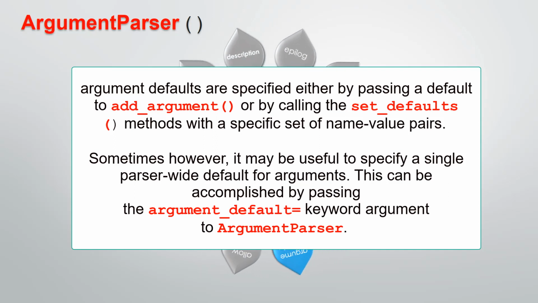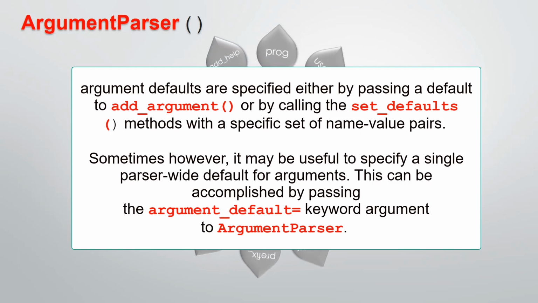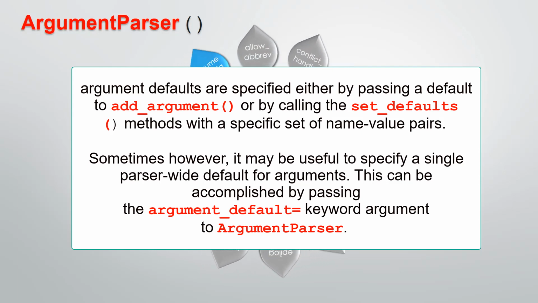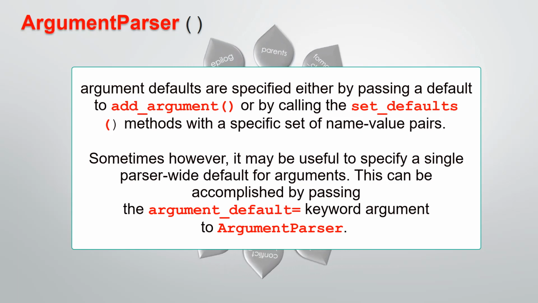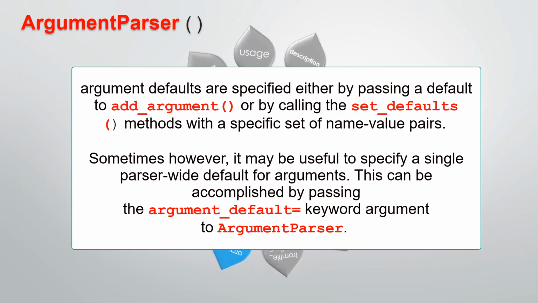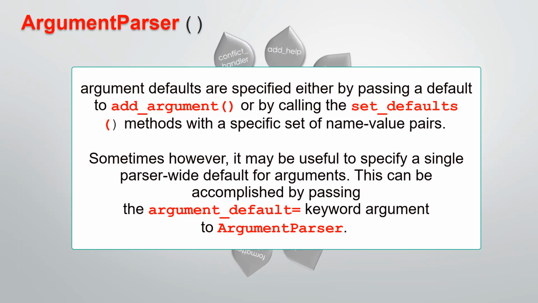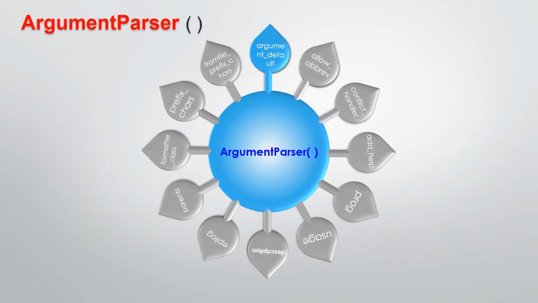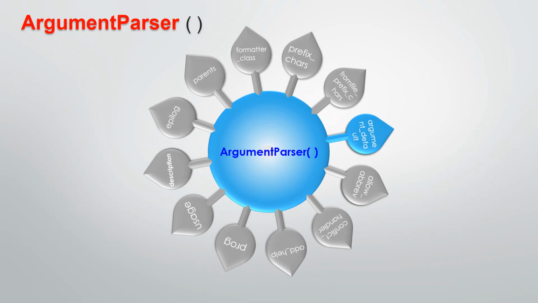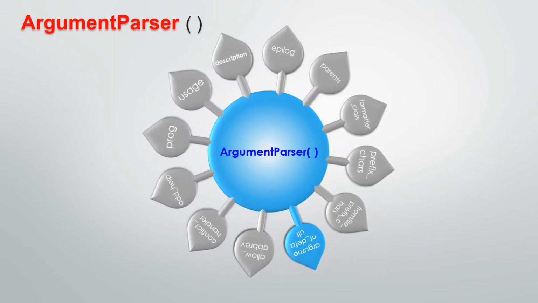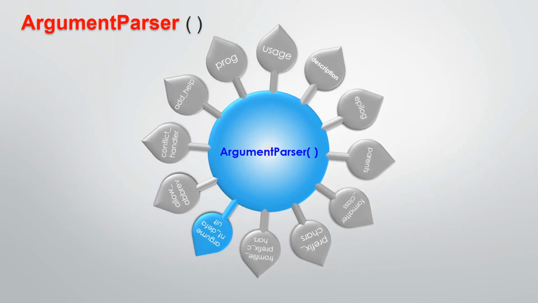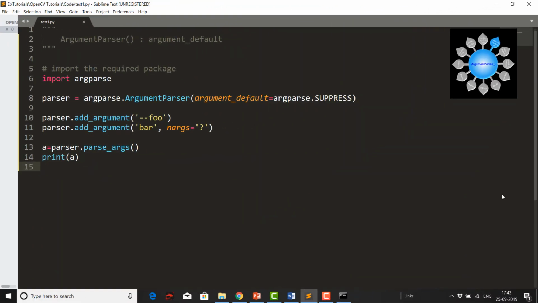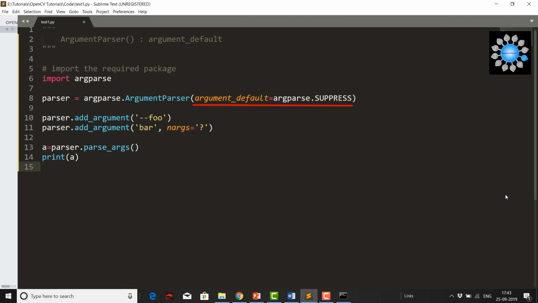Sometimes, however, it may be useful to specify a single parser-wide default for arguments. This can be accomplished by passing the argument_default= keyword argument to ArgumentParser. For example, to globally suppress attribute creation on parse_args calls, we supply argument_default=SUPPRESS. Let's see the code. Here we have used argument_default=argparse.SUPPRESS.